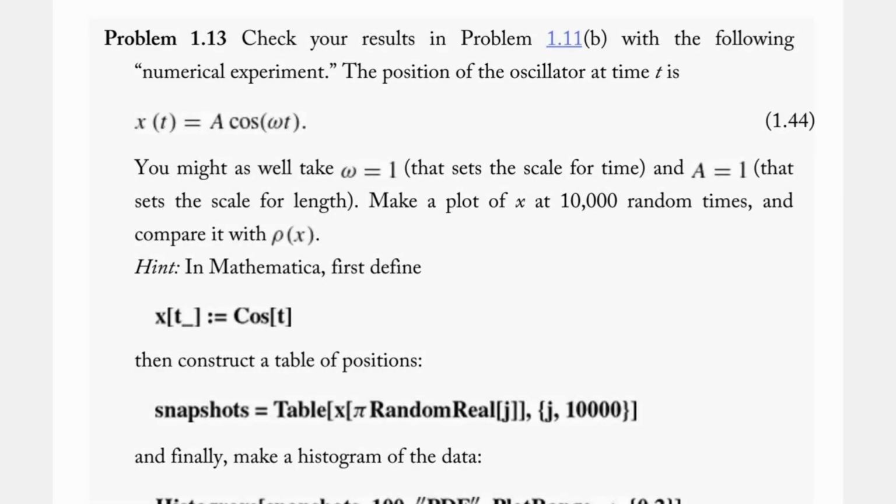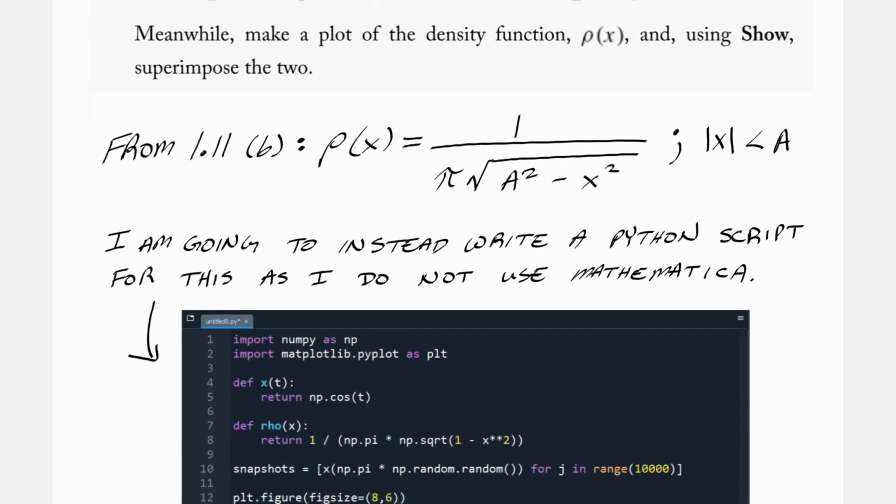In this video, we will take a look at problem 1.13 from Griffiths, Introduction to Quantum Mechanics, 3rd edition. We're going to do a so-called numerical experiment to check the results of problem 1.11b. To remind you, in 1.11b we found that rho of x is equal to 1 over pi times the square root of a squared minus x squared. This is just a probability density function for a harmonic oscillator.